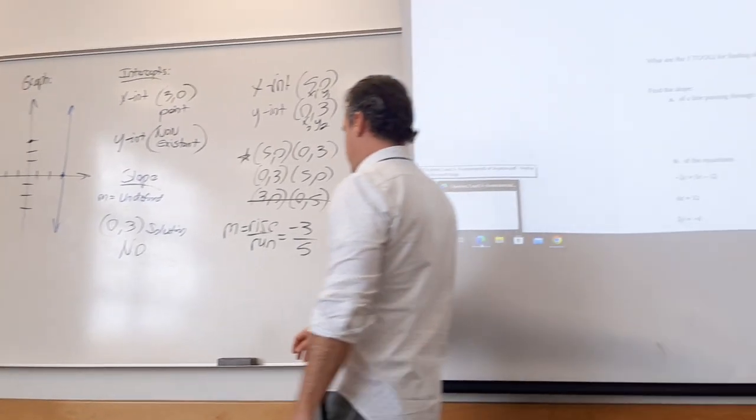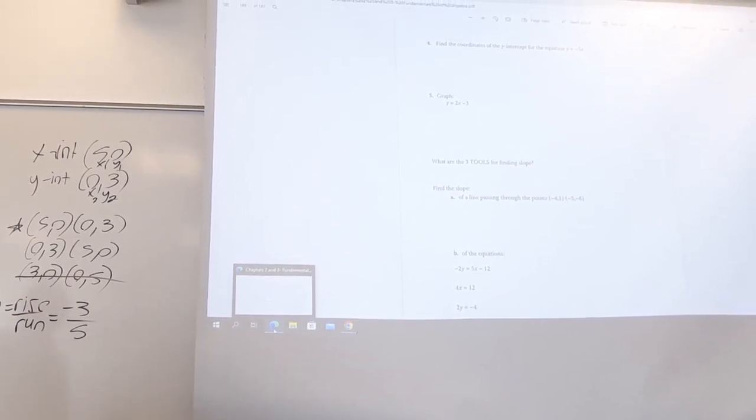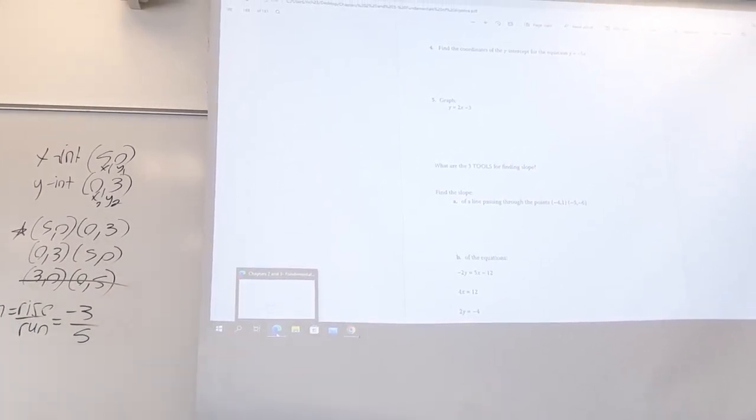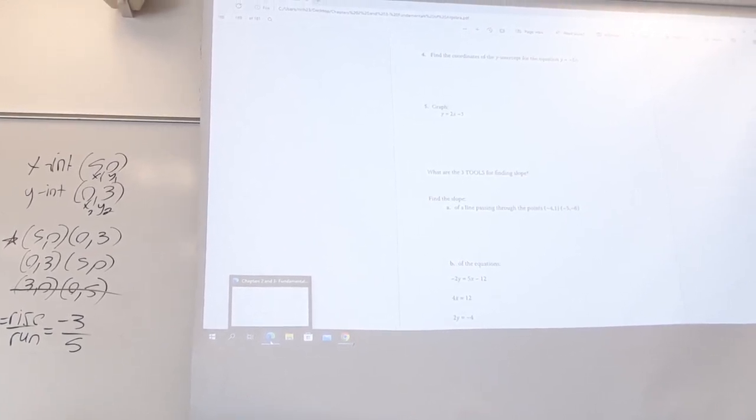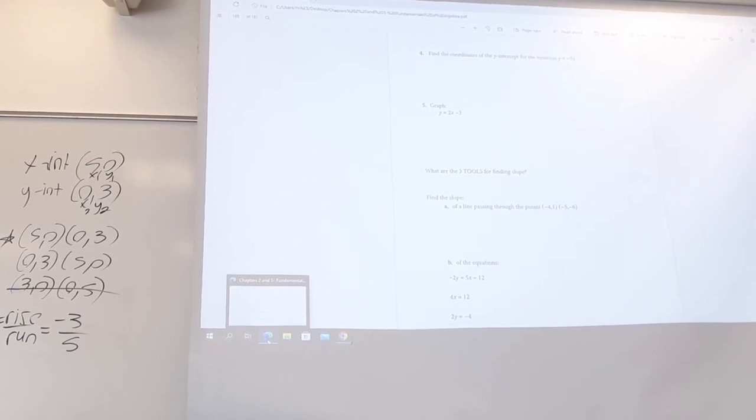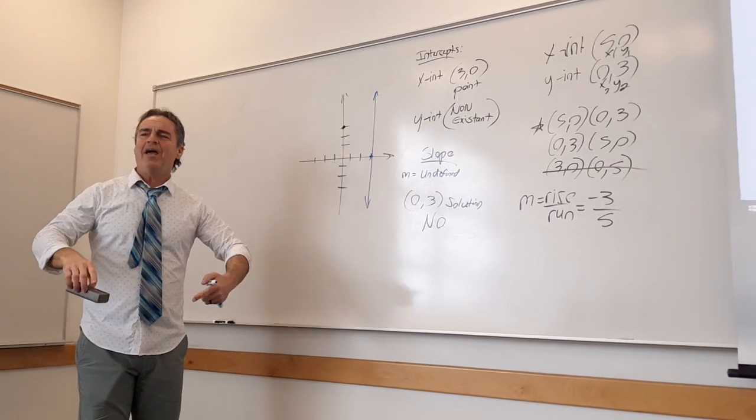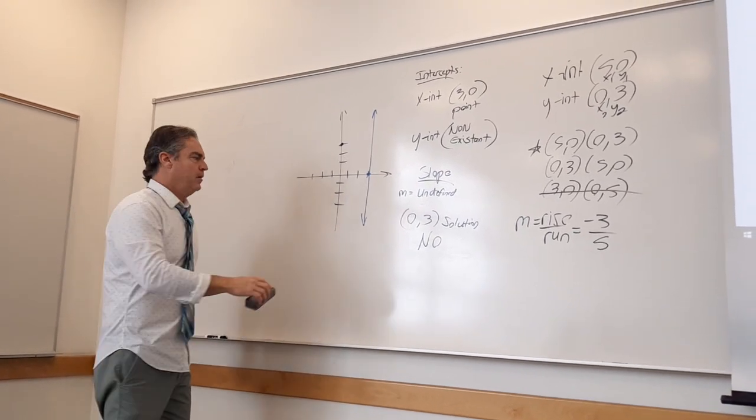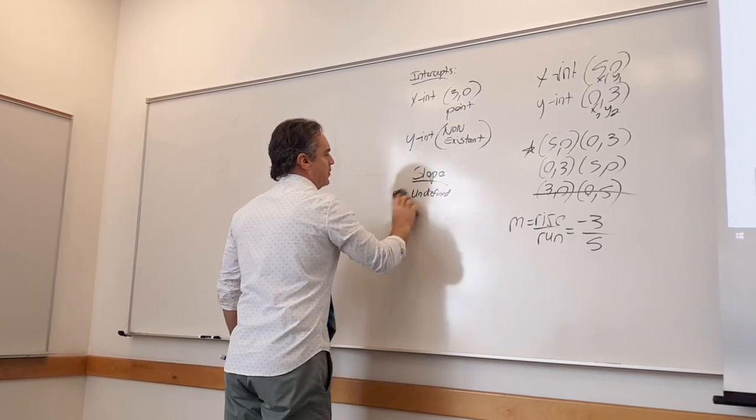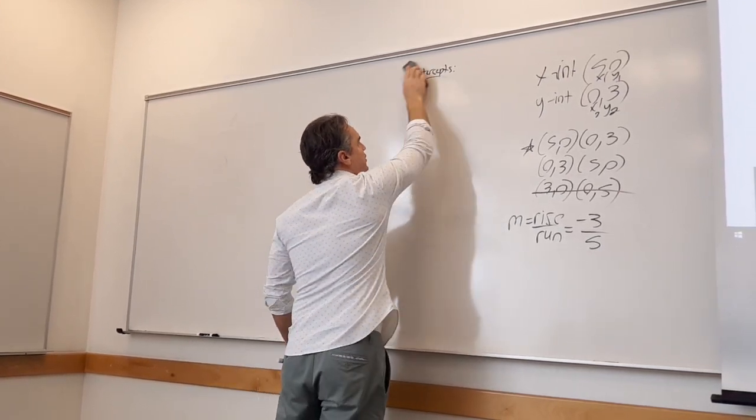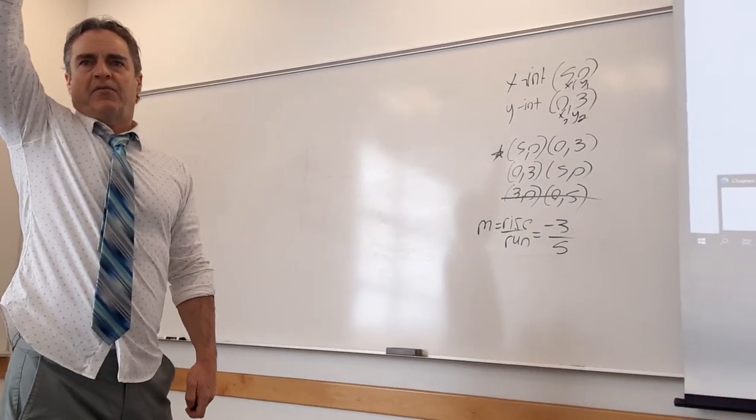So my next question says, find the coordinates of the y-intercept for the equation y equals negative 5x. There are two ways to do this problem. Because there are 3 ways to find slope and 3 ways to graph a line, a lot of times there's more than one way to find our answer. So how many of you used y equals mx plus b to find the y-intercept?